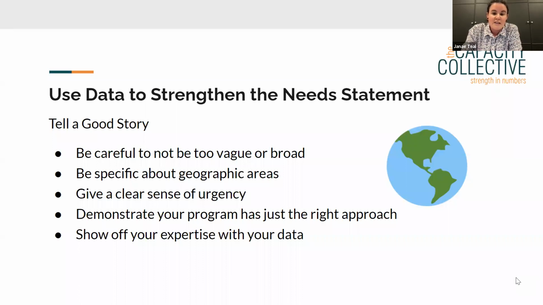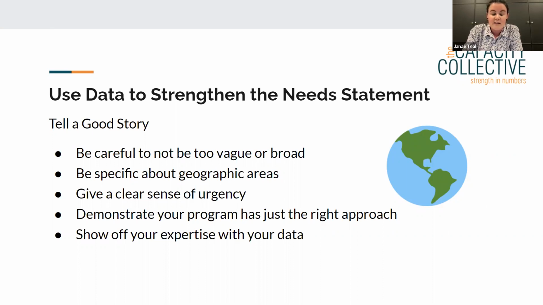So you need to use data to strengthen your needs assessment or your needs statement and tell a good story. Your needs statement has to tell a good story, or otherwise you're just putting numbers and words on a page. So in order to tell a good story, you need to be careful that you're not being too vague or too broad. You need to be specific about your geographic areas that you serve and work within. You need to give a clear sense of urgency. The funder needs to know that this is a problem now, not a problem that you anticipate.